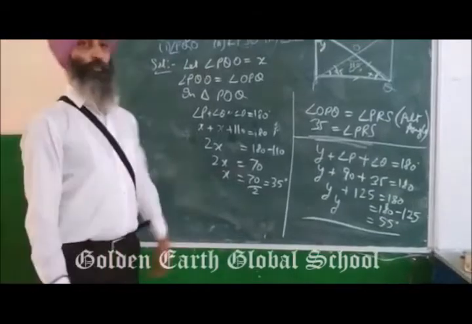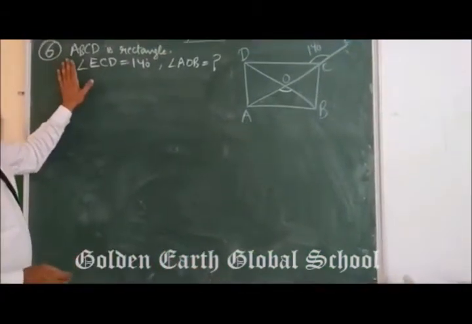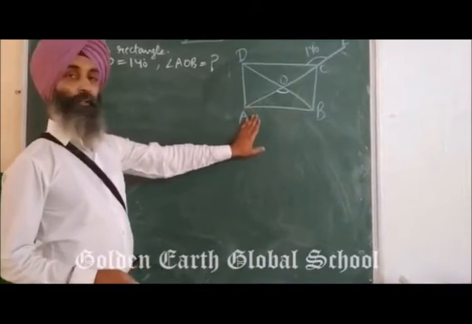Okay everyone, now the next question. This is the sixth question in which ABCD is a rectangle.